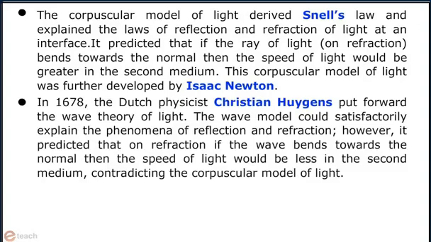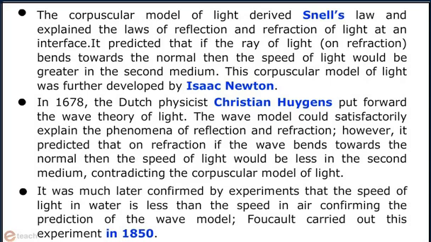In 1678, the Dutch physicist Christian Huygens put forward the wave theory of light. The wave model could satisfactorily explain the phenomena of reflection and refraction. However, it predicted that on refraction, if the wave bends towards the normal, then the speed of light would be less in the second medium, contradicting the corpuscular model of light.